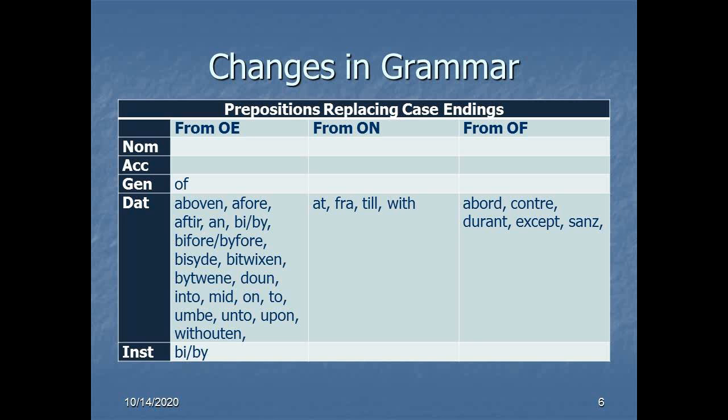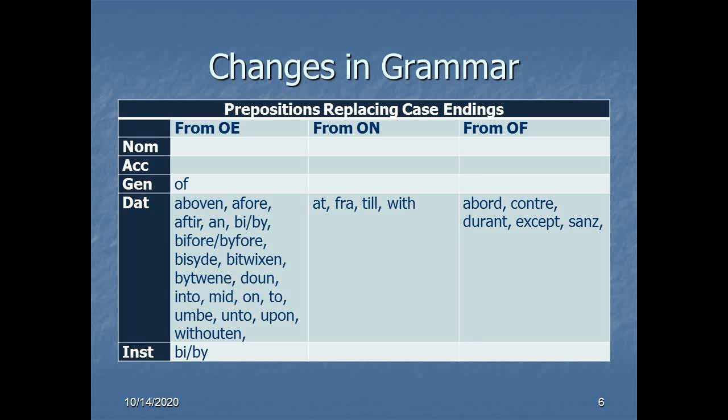We still have aboard, during, and except. And we use contre and sans in particular situations as well. Not very often, but they're still present. So that is the preposition system that modern English has. Looks very, very familiar by the time we reach the end of the Middle English period, or even by the time we're well into the Middle English period.